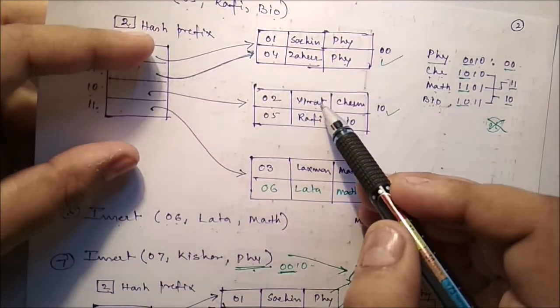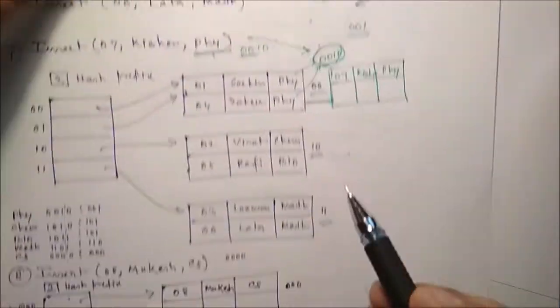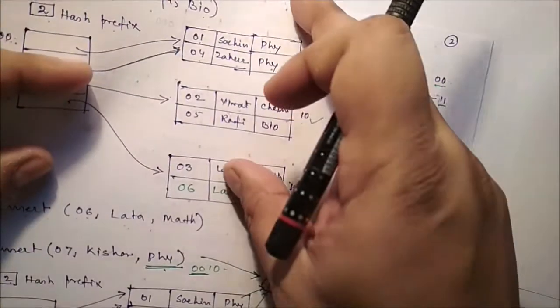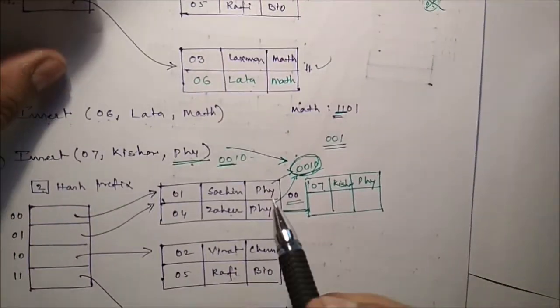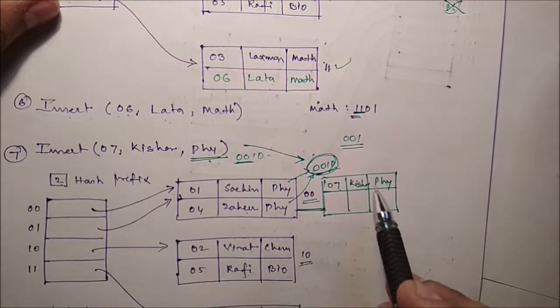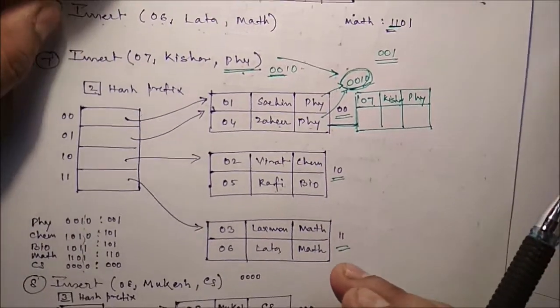Okay, Virat and Rafi are there, Lakshman and Lata are there. So the only change is that this portion is the same as this particular portion. The only change is, if you want to insert this particular record, you have to create one bucket and you have to link these two buckets. Are you getting this one?